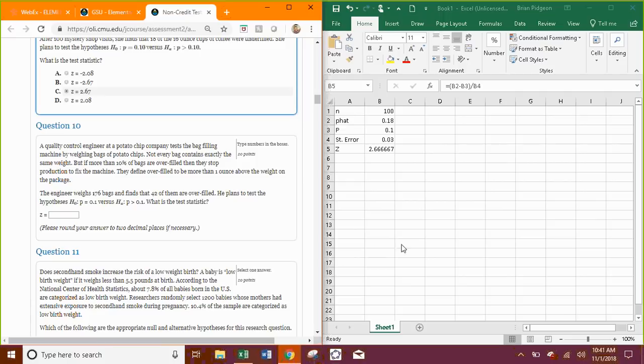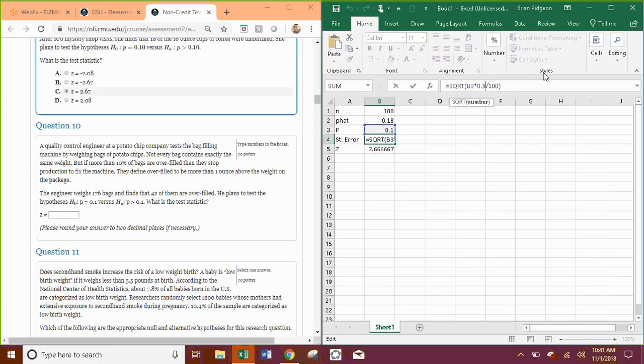All right. A quality control engineer at a potato chip company tests a bag filling machine by weighing bags of potato chips. Not every bag contains exactly the same weight. We all know what this is talking about. This happens to everyone. Sometimes you buy a bag of Lay's and there's like 2 chips in the bag. But if more than 10% of bags are overfilled, they stop production to fix the machine. They define overfilled to be more than 1 ounce. So the engineer weighs 176. We want to know the test statistic.